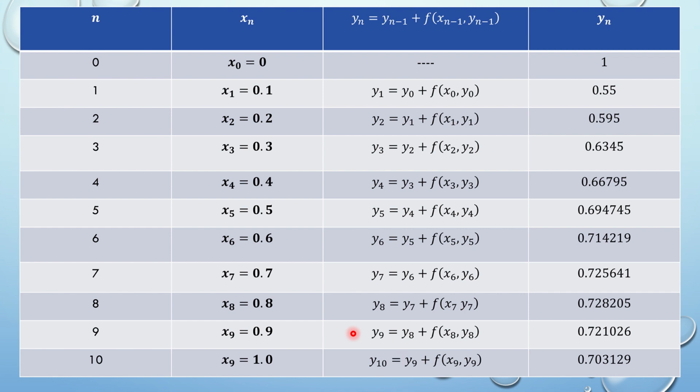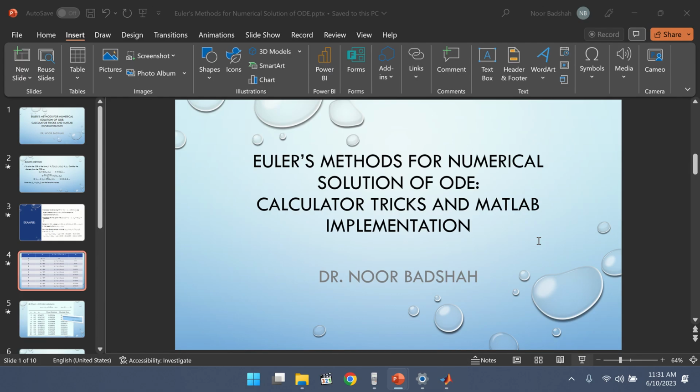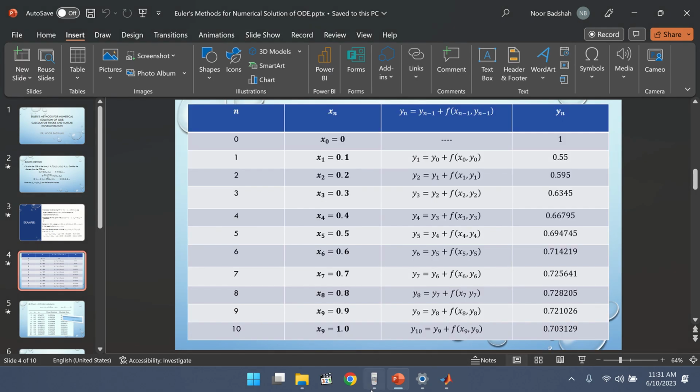To find all these values for n equal to 0, obviously you have x naught, whereas y naught will be 1. For n equal to 1 we have x1 is 0.1, whereas the corresponding y1 which was found earlier is 0.55, and then we see that x2, y2 is 0.595 and so on. Now how do we get these values by using calculator, maybe in one step? Not in one step exactly, it means you will be finding every value with one click or something like that. So let me explain that with calculator.